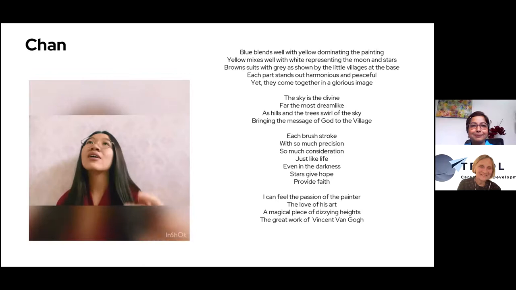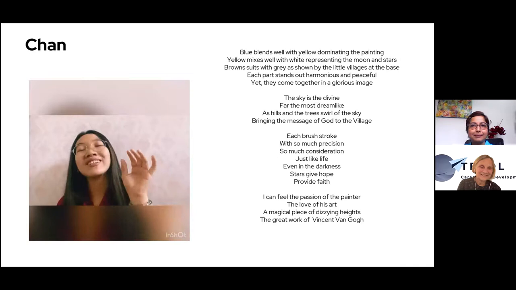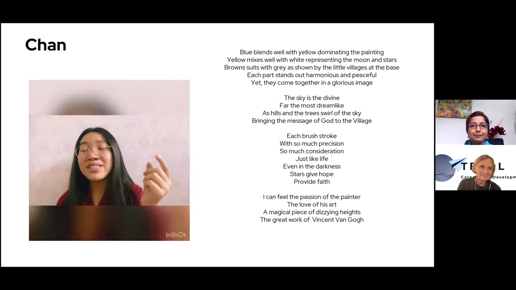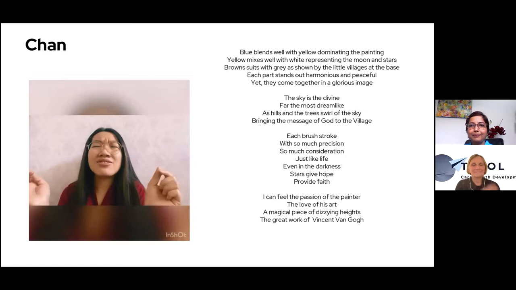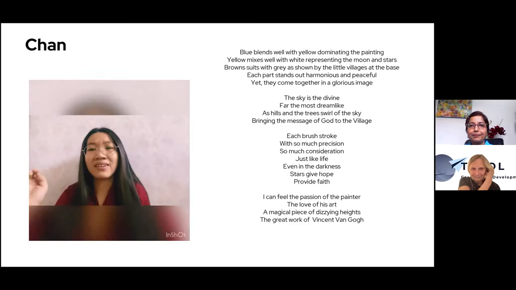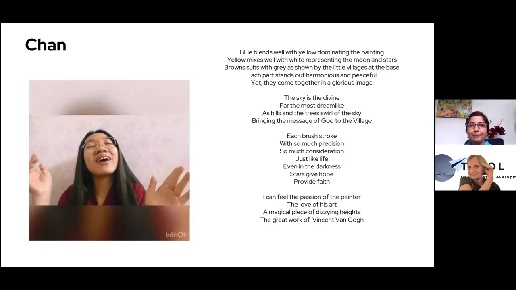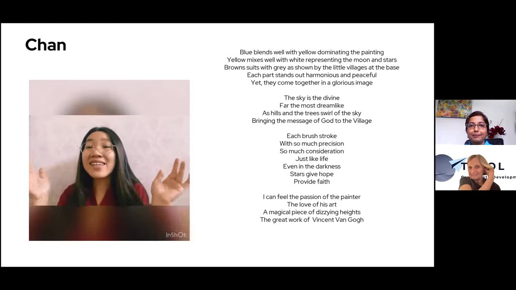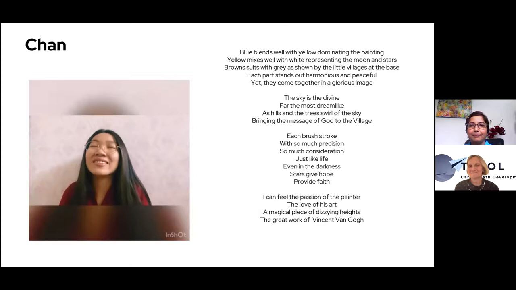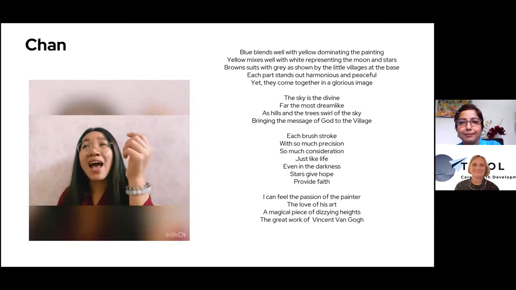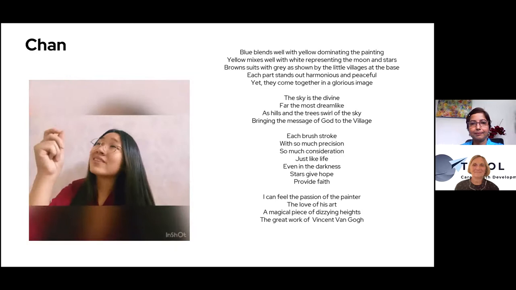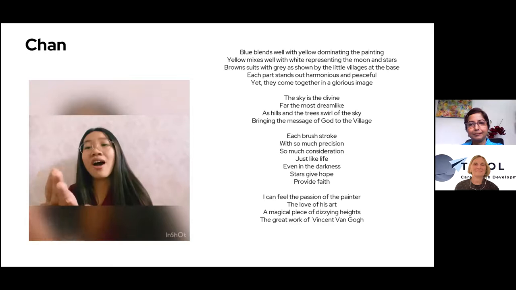Blue blends well with yellow, dominating the painting. Yellow mixes well with white, shining moon and stars. Brown suits gray. Ash shows the little villages at the base. Each part stands out, harmonious and peaceful. Yet they come together as a glorious image. The sky is divine, far the most straight line, as hill and trees soar up the sky, bringing the message of God to the village.